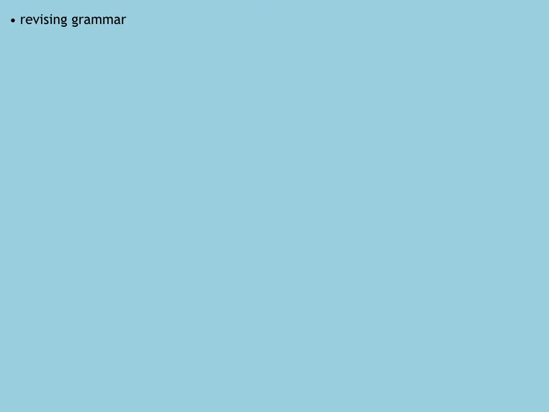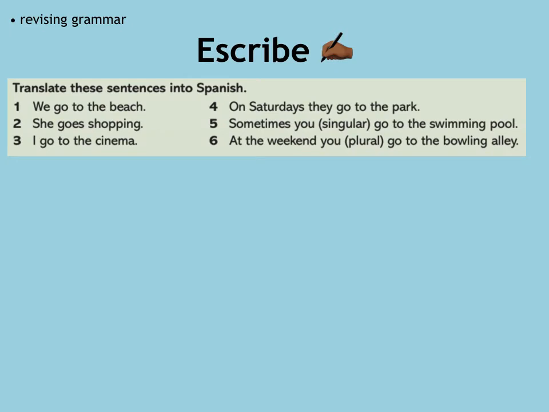Vale, muy bien. Otra vez, vamos a repasar un poco de gramática. We're going to revise again a little bit of grammar, this time with a bit more writing, translating to be precise. I want you to translate these sentences into Spanish using everything that you've learnt so far. So I want you to write, we go to the beach in Spanish, she goes shopping in Spanish. Just use what we've just done, okay? Use the verb ir and conjugate it to show me who it is that's doing the action. Have a go. Pause the recording to do this.